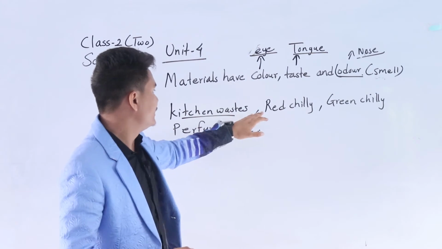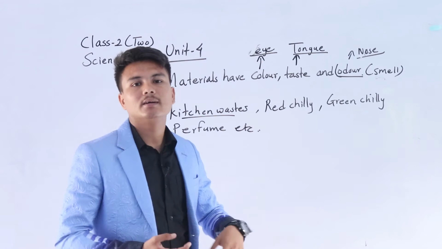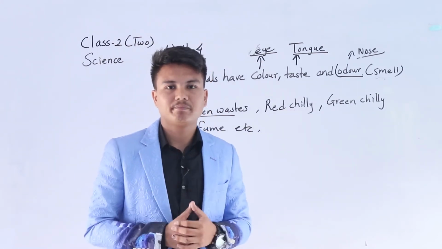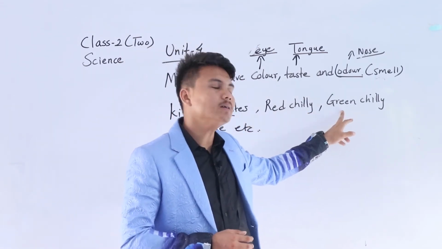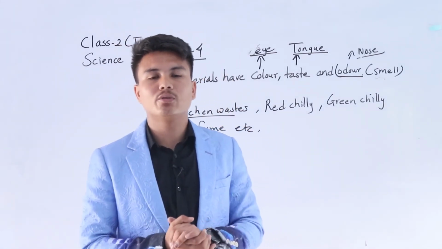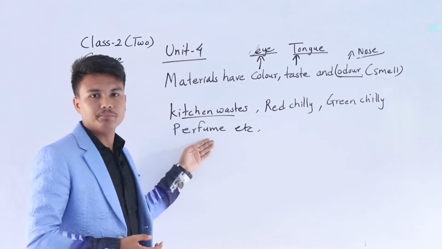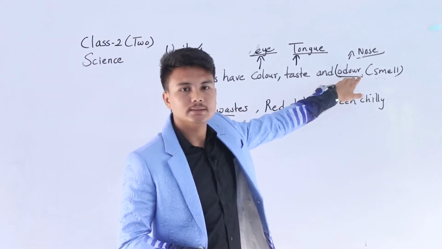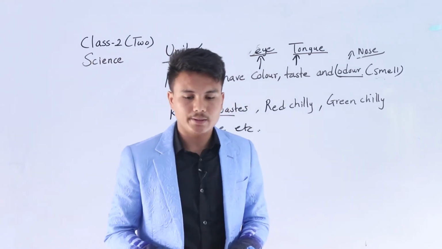And here I have written red chili. Obviously red chili has which color? Red color. And that chili is very spicy. And obviously green chili has which color? Green in color, and this is also very spicy. Somebody likes spicy food and somebody does not like spicy food. And here I have written perfume. So how can we determine perfume? By smelling it. So here are some materials: color, taste and odor.